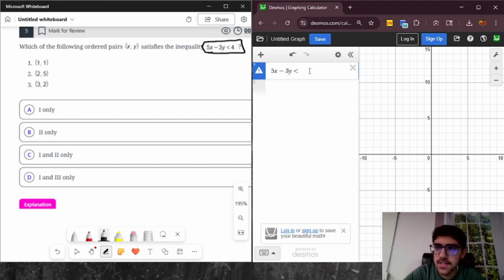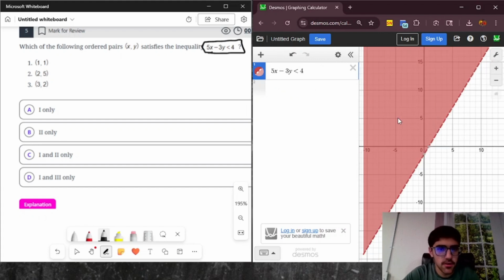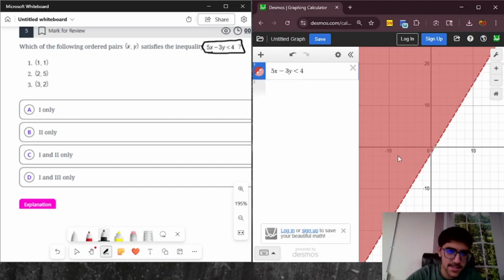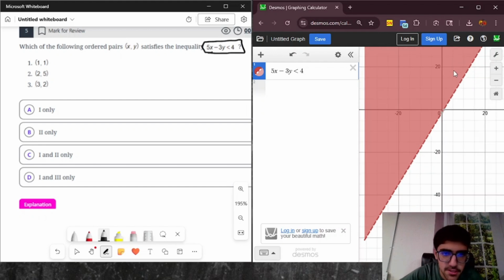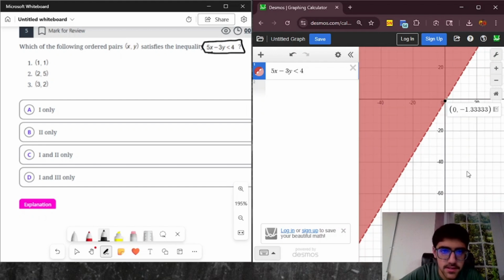That's important to know for Desmos. So, 5x minus 3y is less than 4. Then you see it gives you the graph and it highlights it. When you solve for y, it's going to be greater than, and so it shows you that it's going to be like that. Everything in this red area is a solution.